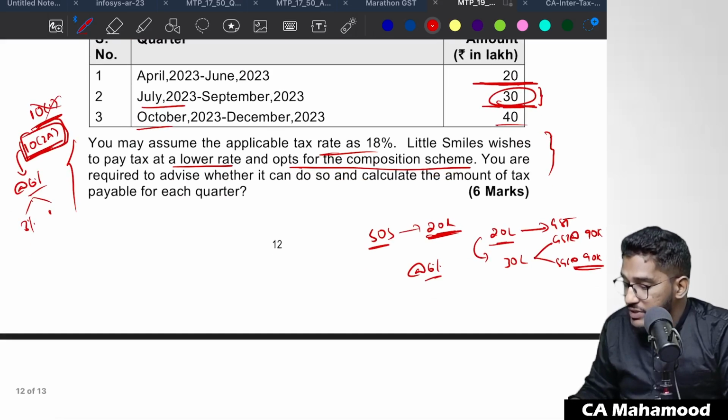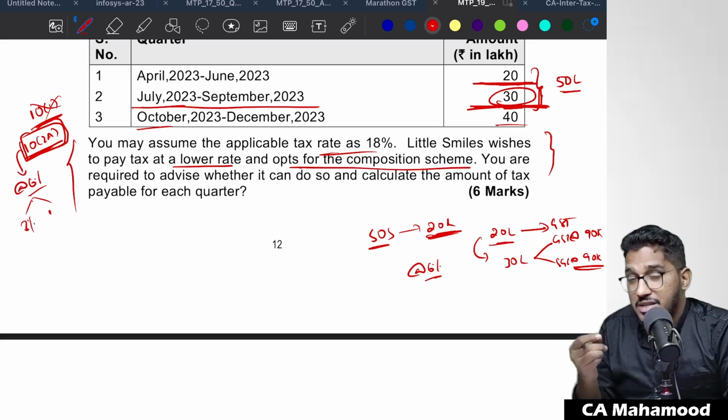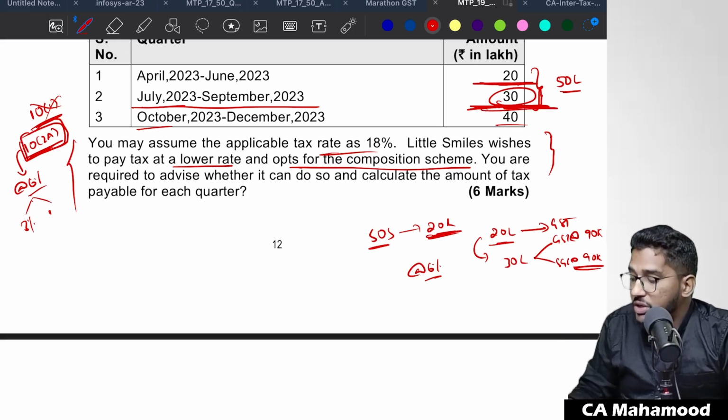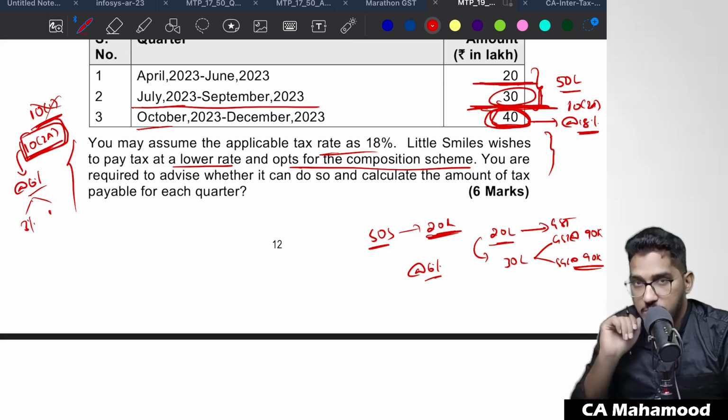Now, see here, by the end of quarter 2, his aggregate turnover has become how much? 50 lakh rupees. And after the end of this quarter, whatever transaction he is doing, that means his turnover has exceeded the limit of 50 lakh rupees. Now going forward, he will not be eligible for the composition scheme under 10(2A). Whatever extra services he is providing, on those extra services he has to pay the GST at the rate of 18% only, as a regular dealer.